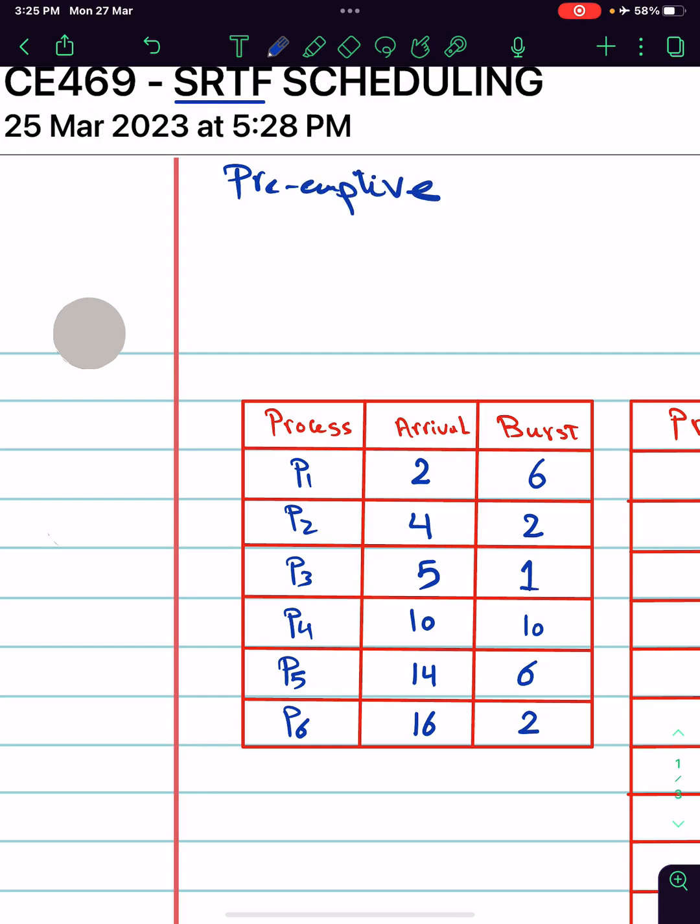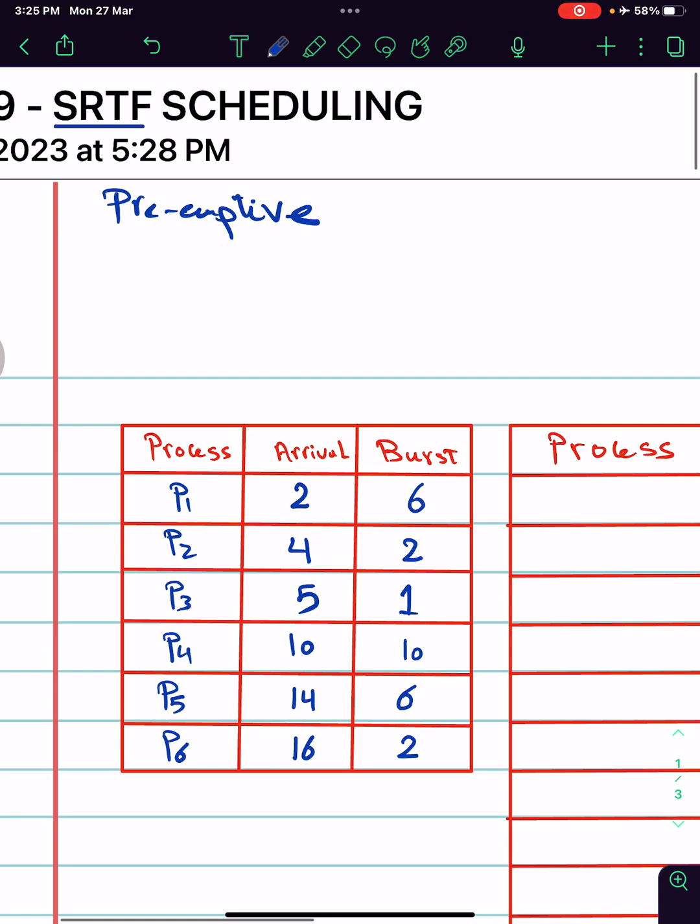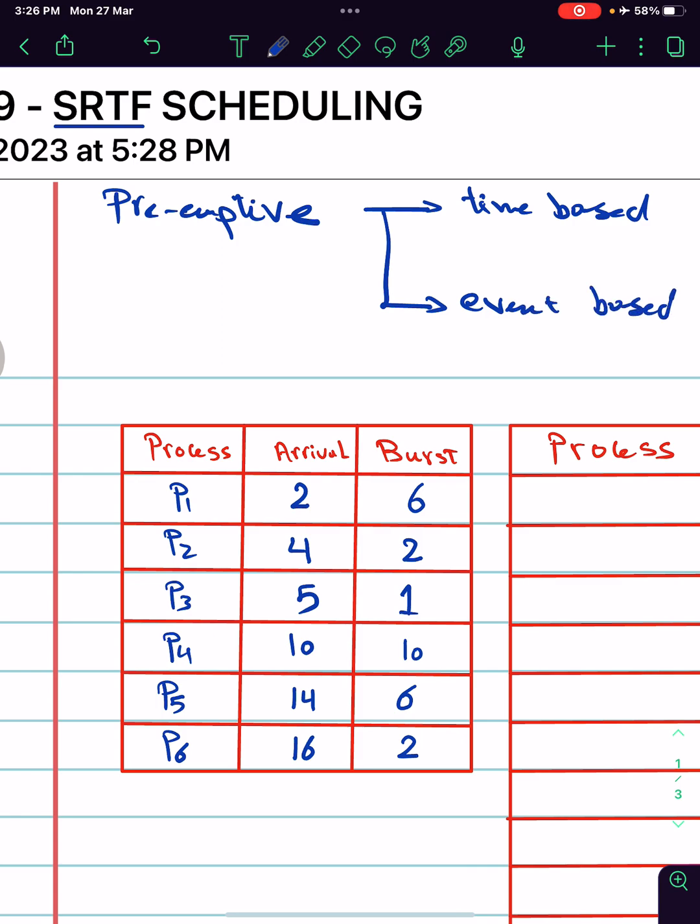All right. And as we know, the preemption here means that a process can actually stop execution, or it can get suspended before it's done, according to certain criteria. The preemption can be classified to be time-based and event-based. Shortest remaining time first is event-based.